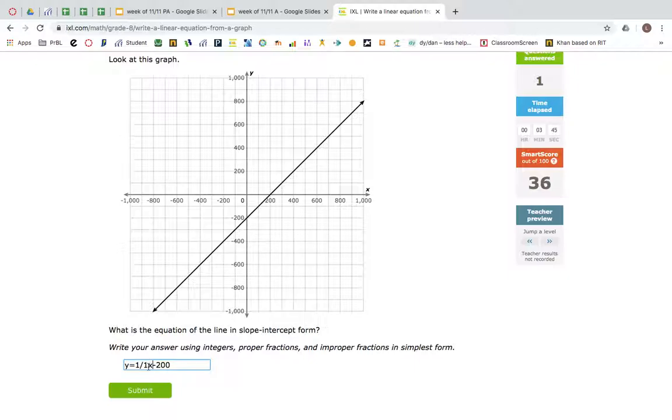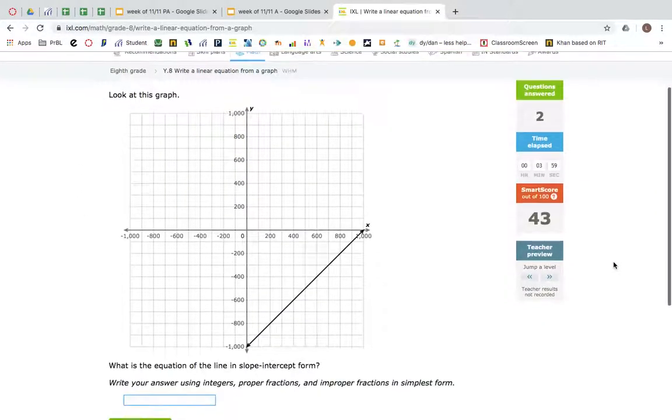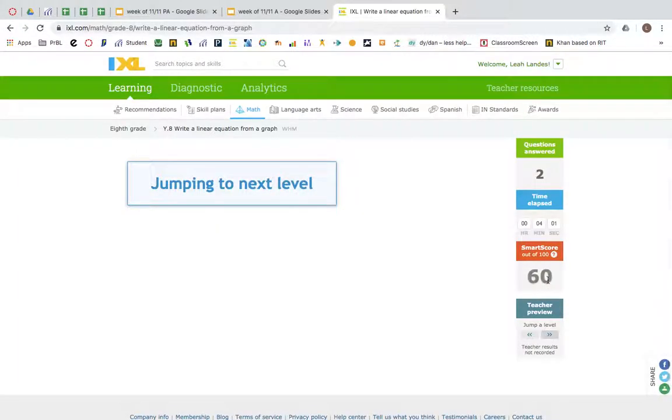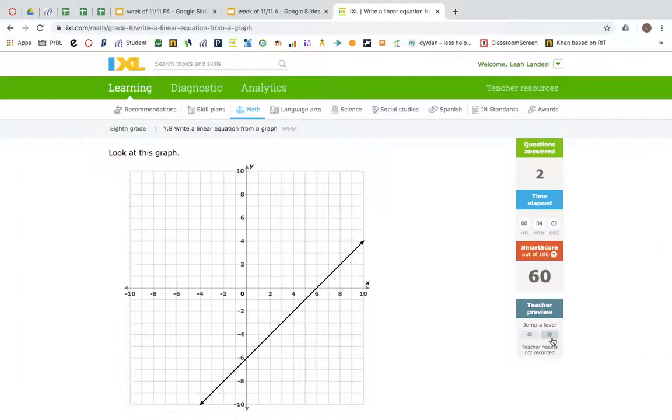Now again, if you want to make your answer simpler, 1 over 1 is the same as just 1, and 1x is the same as just x. So this would be the prettiest way to write it, but 1 over 1x plus negative 200 will also be accepted. I'm going to jump one more time, try to find one with a negative slope.